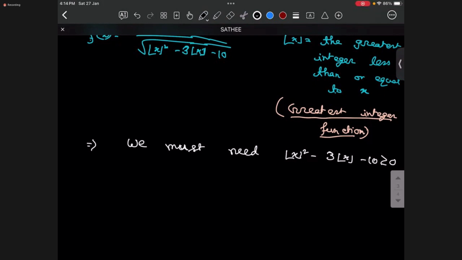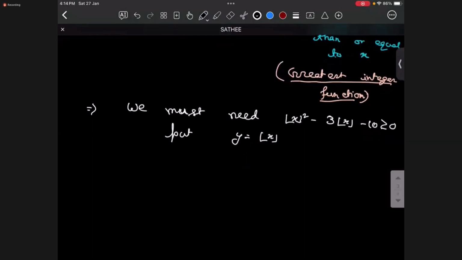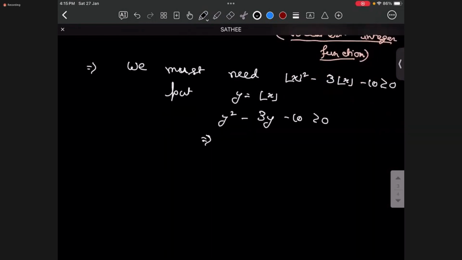Okay. Now, if I factorize this thing, now consider this box x equals y. Put y equals this box x. Then how can we write this expression? We can write this expression like y square minus 3y minus 10 will be greater than or equal to 0. Now it can be factorized more like (y minus 5)(y plus 2) should be greater than or equal to 0.